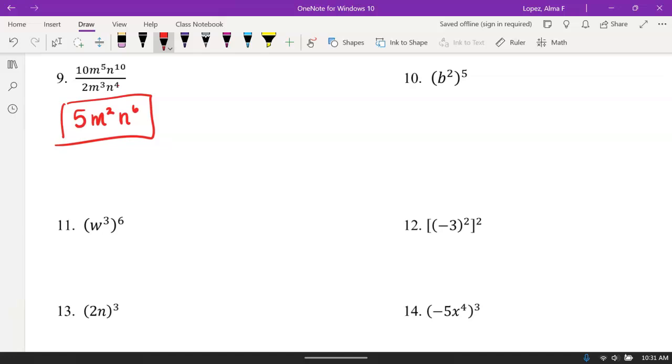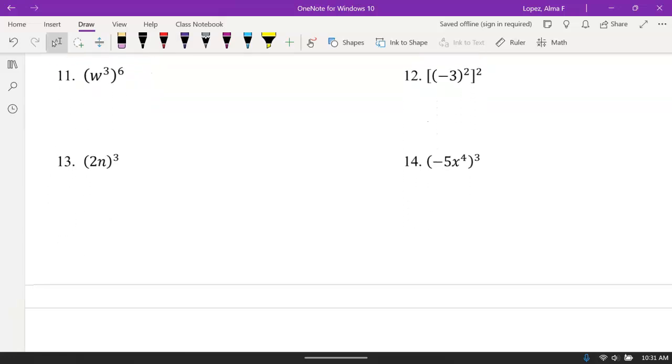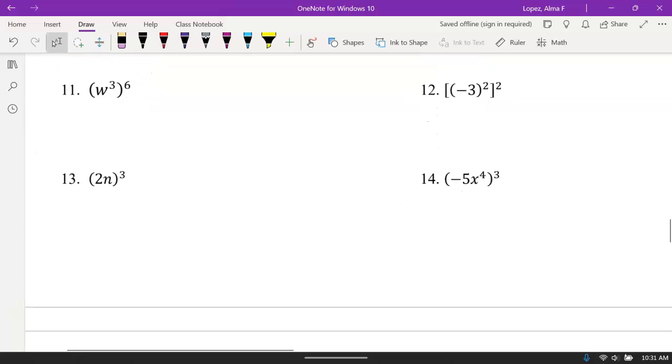For the next one, that's a power rule, isn't it? B squared raised to the 5th power. We're going to multiply the exponents, so we're going to end up with B to the 10th. Same thing on number 11. Stop the video if you'd like and try it. You're going to end up with W to the 3rd raised to the 6th power. It's a power problem, so we multiply the exponents. That is W to the 18th power.